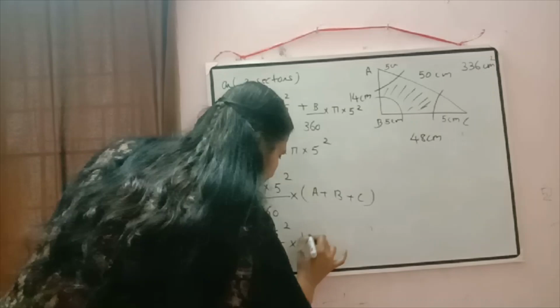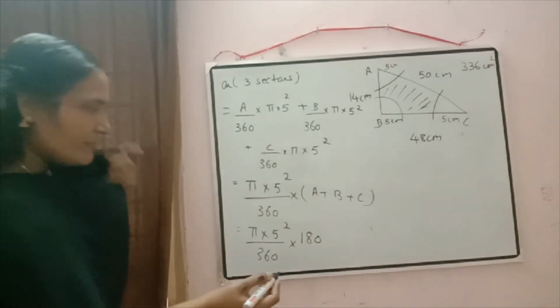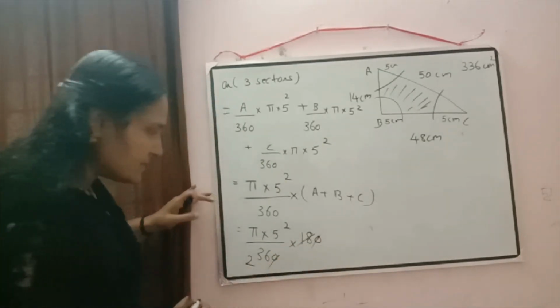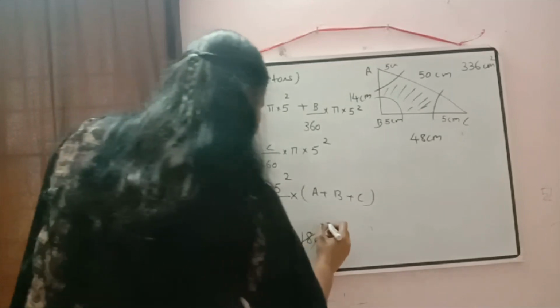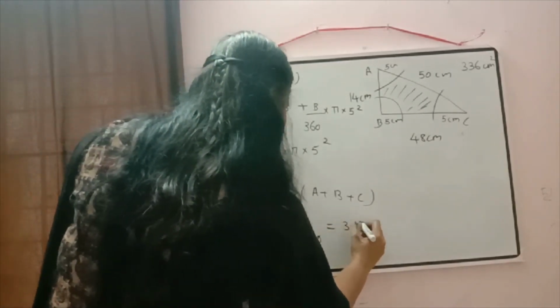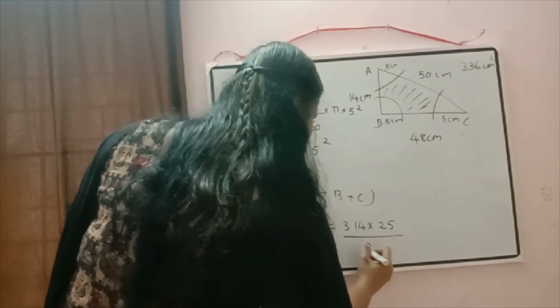So its sum will be equal to 180 degrees. Now we can simplify it. Here 0 and 0 will get cancelled. 18 2s are 36 pi. So in place of pi we can substitute 3.14 into 25 by 2.